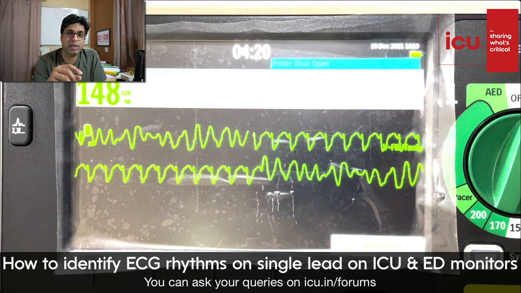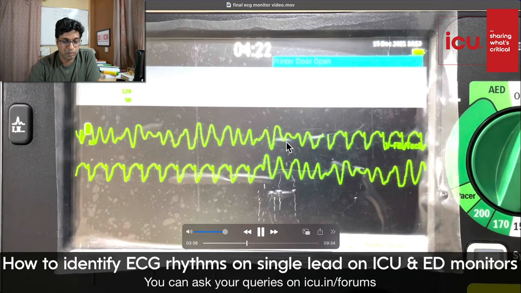So there are different types. If the complexes are broad, they are called coarse VF. If they are small complexes, then we call it fine VF. So these are the distinctions: coarse ventricular fibrillation, fine ventricular fibrillation, but all in all, you need to identify that it's a VF, do CPR, shock the patient, it's a deadly rhythm.